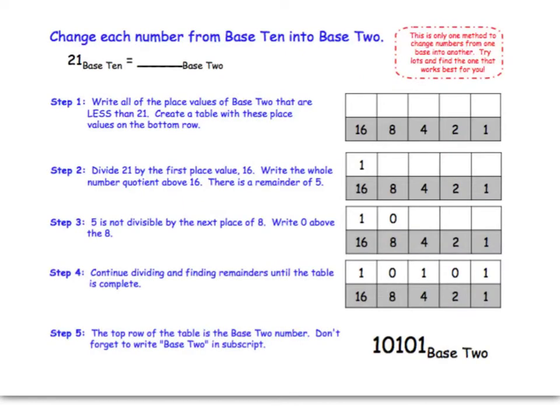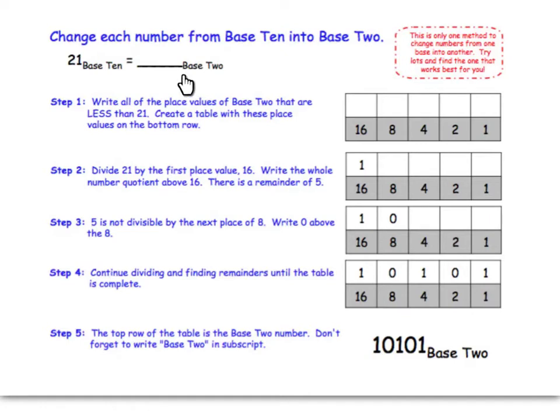Now let's learn how to convert base 10 numbers into base 2 numbers. One way to do that is to use a table. Notice our place values are still the same. Here we have 1, 2, 4, 8, 16, and we got those numbers by multiplying by 2, just like we did on the last page. All right, so let's convert the base 10 number 21 into base 2.